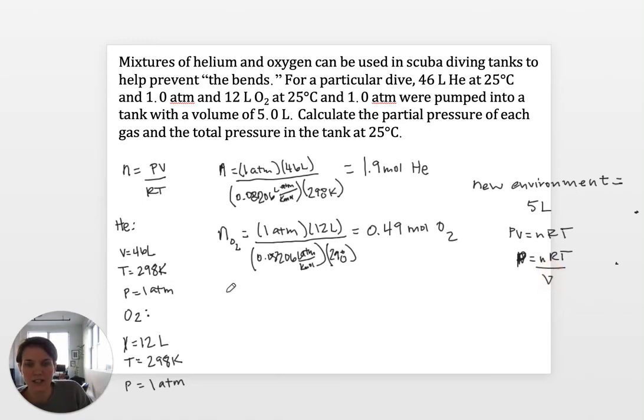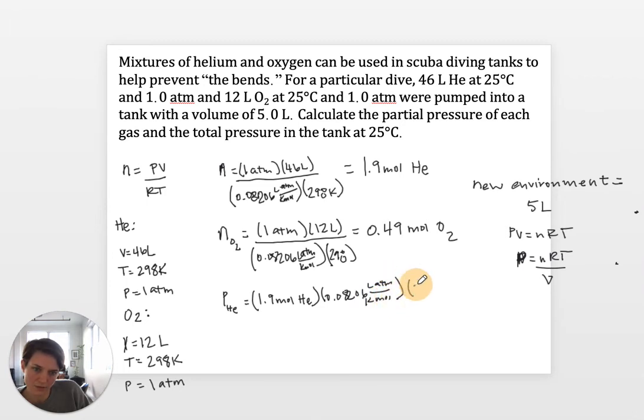Okay, so let's find our pressure of He, which would be equal to 1.9 moles of He, otherwise known as helium, times R, and our temperature, 298 K. That's not changing. And our volume is 5 liters. And I got 9.3. And that is the pressure that our helium is contributing.